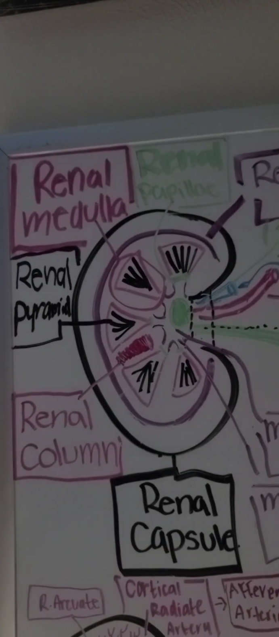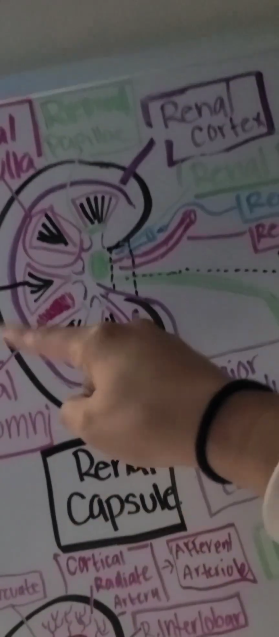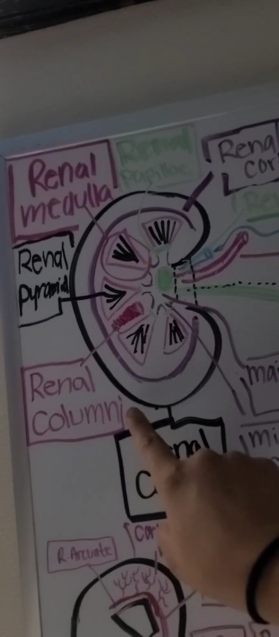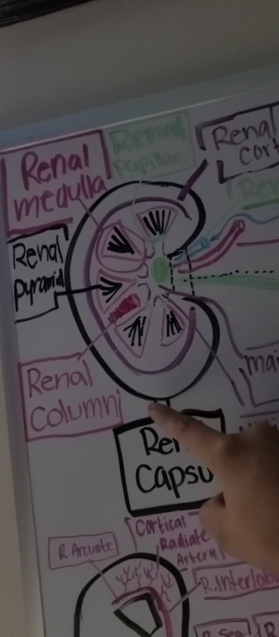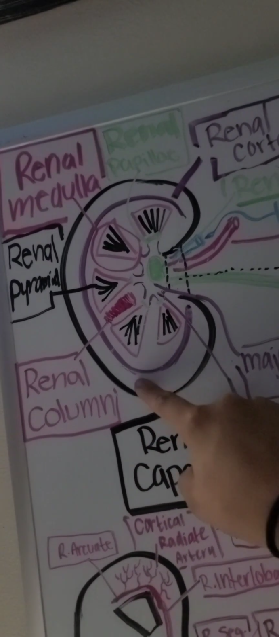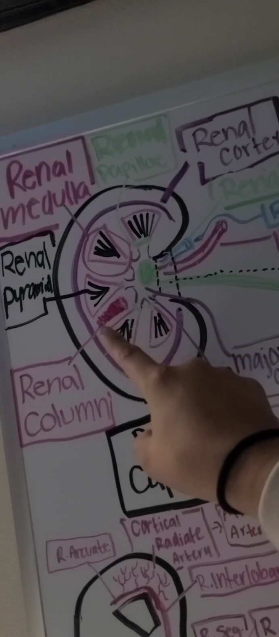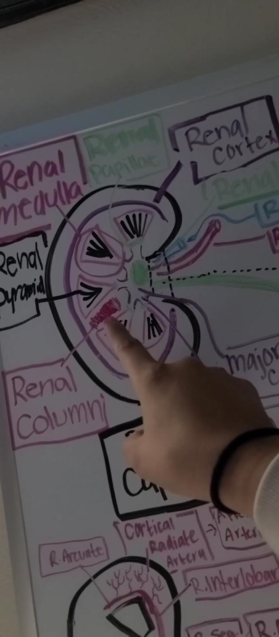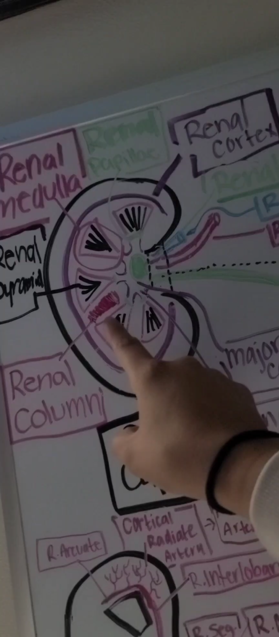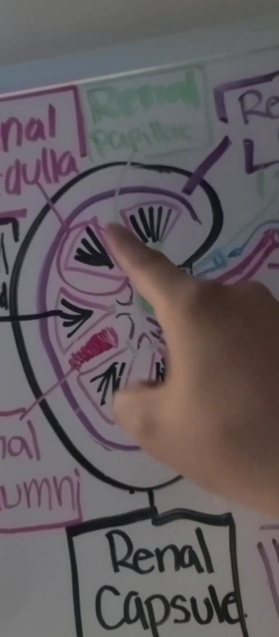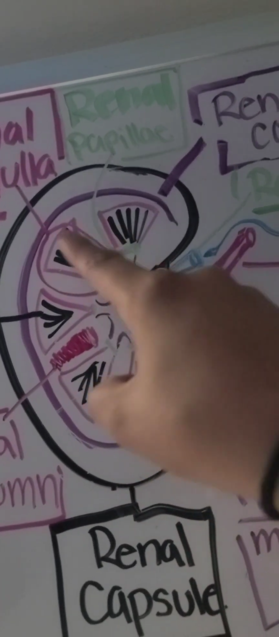So I'm going to start from the superficial to deep side of the kidneys. So we have our renal capsule, our renal cortex where our nephrons are located, our renal column where blood vessels travel, and then we have the renal medulla. Let me get a little closer. The renal medulla.